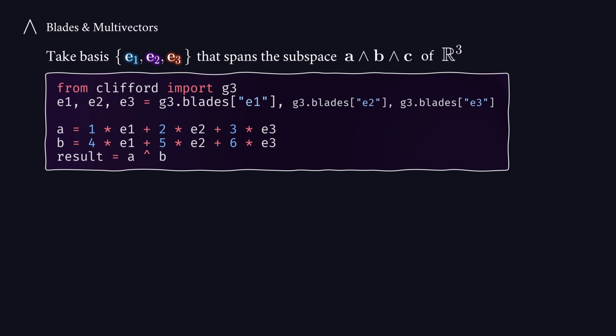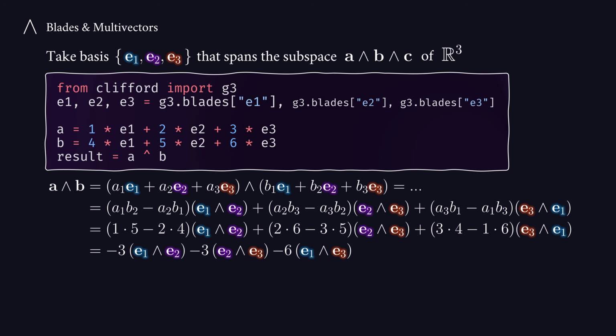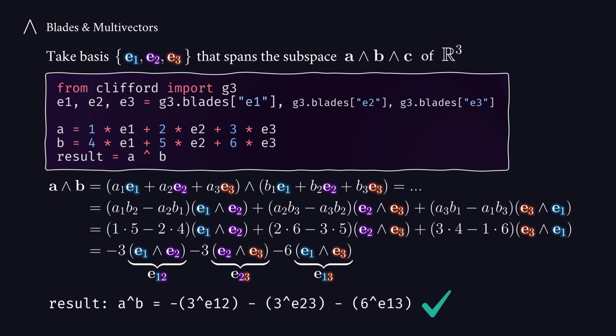So in this case, let's think this through. If you use the properties that we've already discussed, so distributivity and the antisymmetry, then you will find this expression. To make our syntax a bit more robust, we will write instead of E1 wedge E2, E12, and so on for the other vectors. And then what is really nice, if you just run your Python program, you will find the very same result that we came up with by hand.